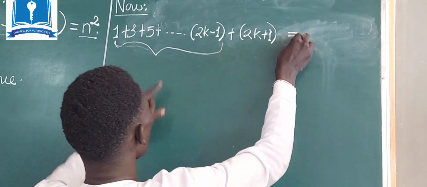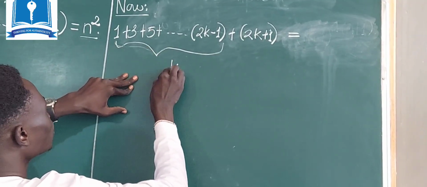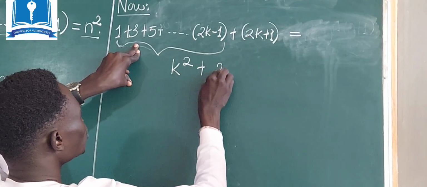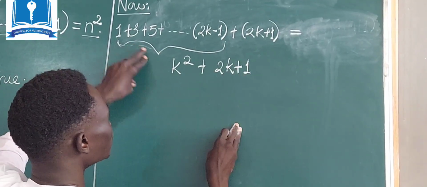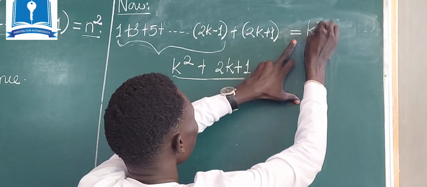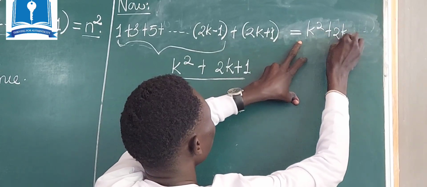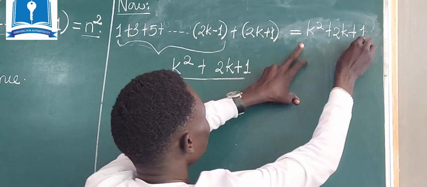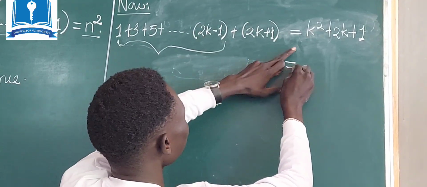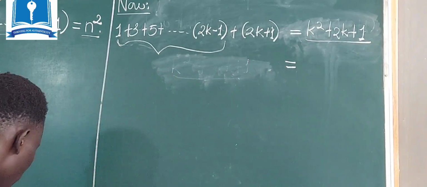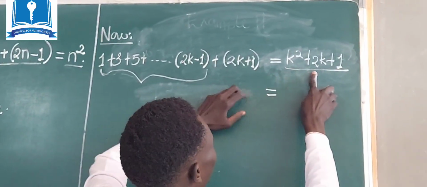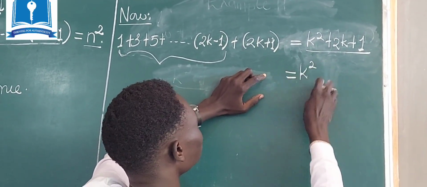So since we got this one to be k squared, then now k squared, plus 2k plus 1, okay. Now this statement, it is what we are going to get here. So it will be k squared plus 2k plus 1, okay. So now after getting that one, then now we can prove this to be this, okay.